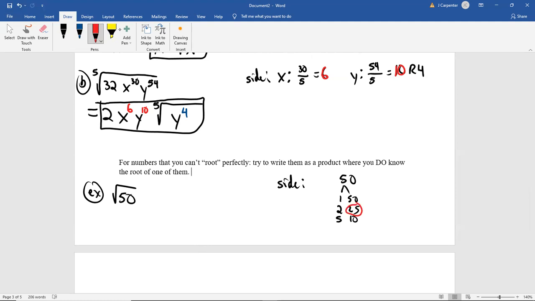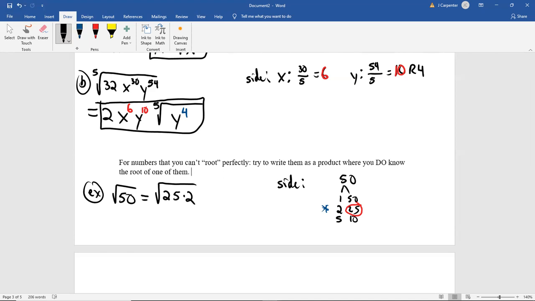We know the square root of 25, so that means we want to split up 50 as 2 times 25. Sometimes there's more than one option, in which case pick the biggest number you know the root of. So what I want to do here is write this as the square root of, the order doesn't matter, I'm going to write the 25 first.